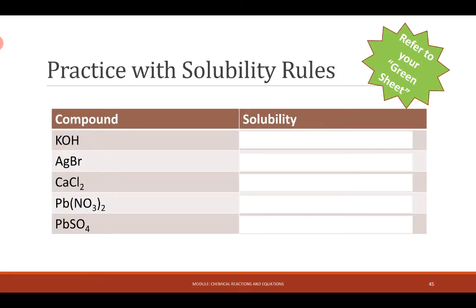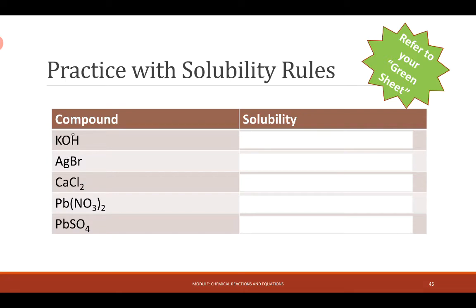So here's some practice with solubility rules. Go ahead and pause the video and try to work out whether the compound is soluble or insoluble in solution. Unpause the video when you are ready to continue. Okay, so we want to find our anion for all of these.